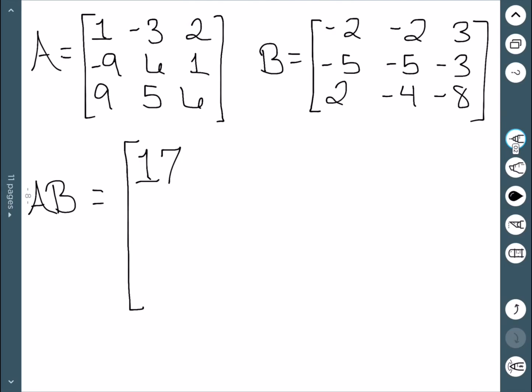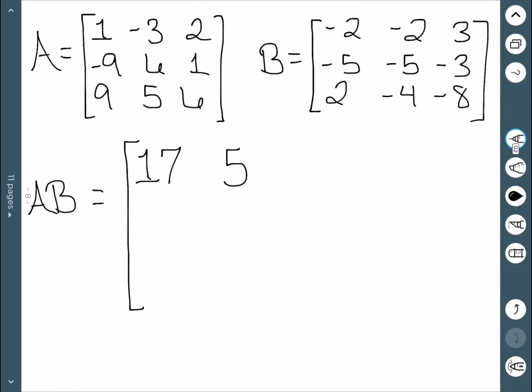The next thing I'm going to do is multiply the first row of A by the second column of B. 1 times negative 2 is negative 2. Negative 3 times negative 5 is 15. And 2 times negative 4 is negative 8. Adding those numbers up gives me 5.